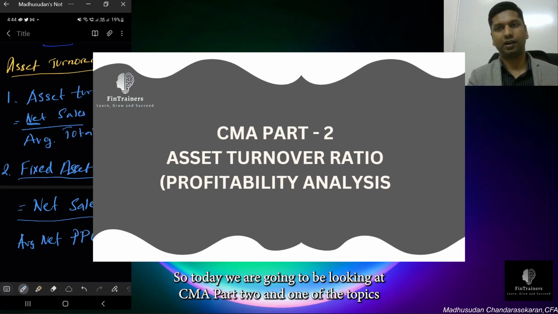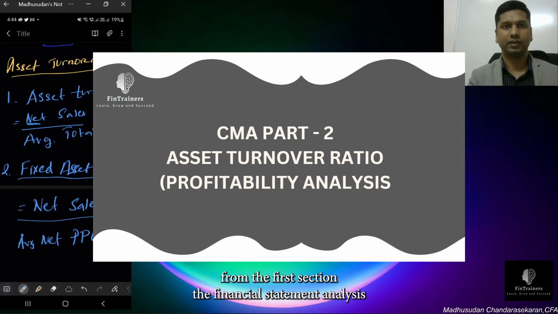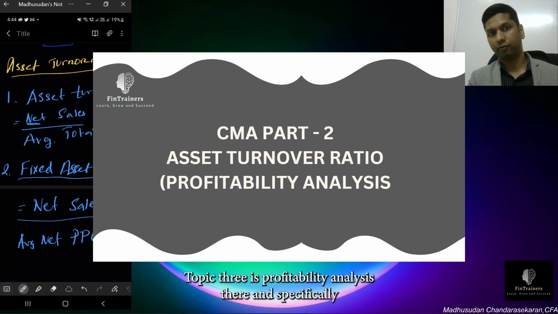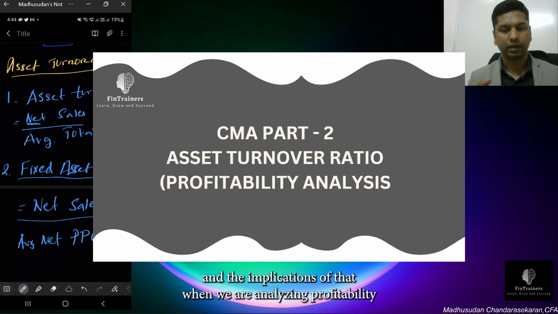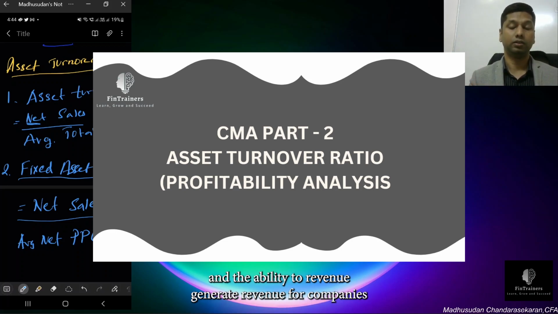So today we are going to be looking at CMA part 2 and one of the topics from the first section, the financial statement analysis. Topic 3 is profitability analysis there. And specifically today we are going to be looking at asset turnover ratios and the implications of that when we are analyzing profitability and ability to generate revenue for companies, right?